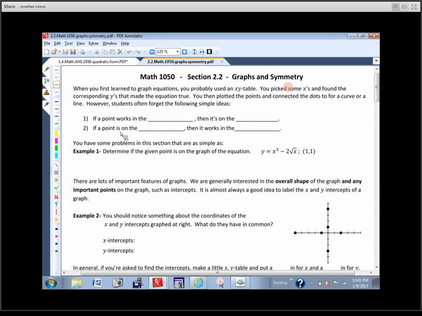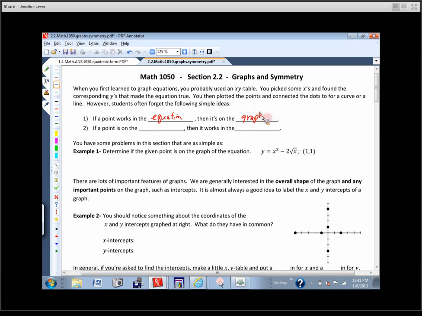So if a point works in the equation, then it's on the graph. It's on the graph of that equation. But the opposite is also true.